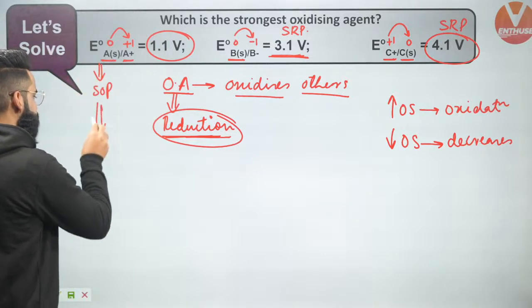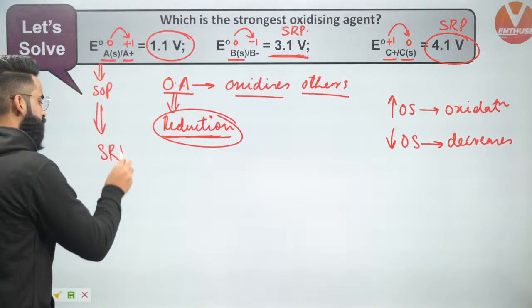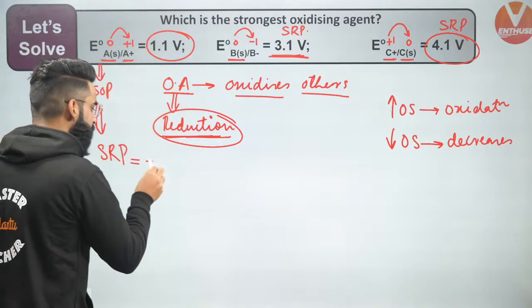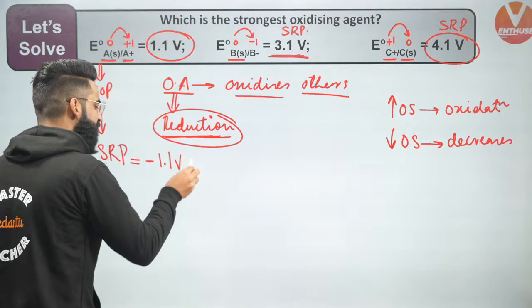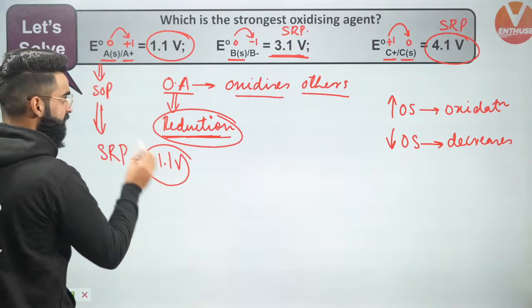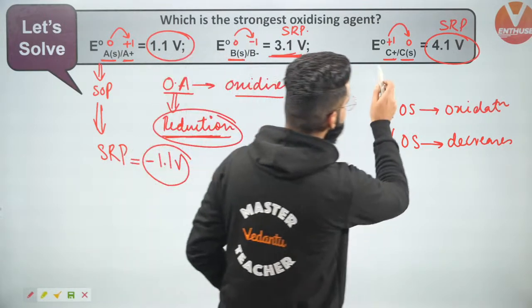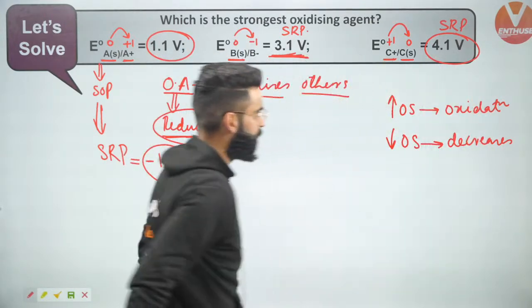So let me convert it into standard reduction potential. How do we convert SOP into SRP for a particular element? We just reverse the sign. So the standard reduction potential of A electrode is -1.1. The standard reduction potential of B electrode is 3.1. The standard reduction potential of C electrode is 4.1.